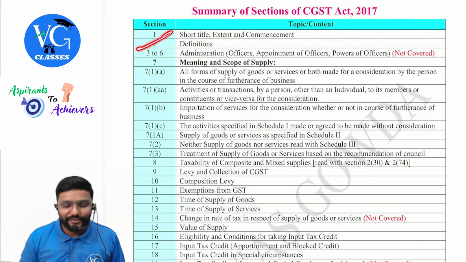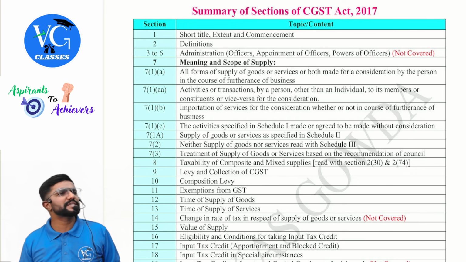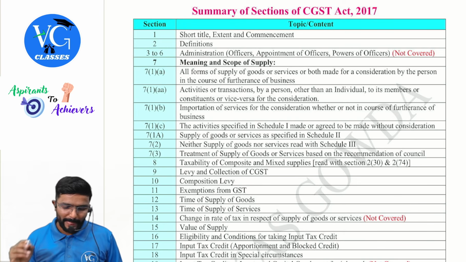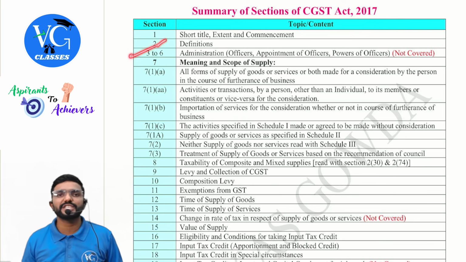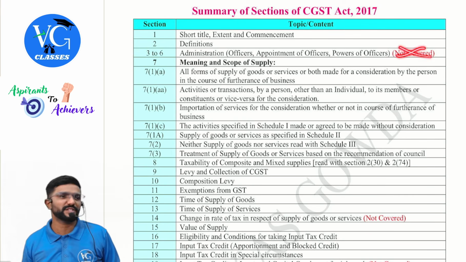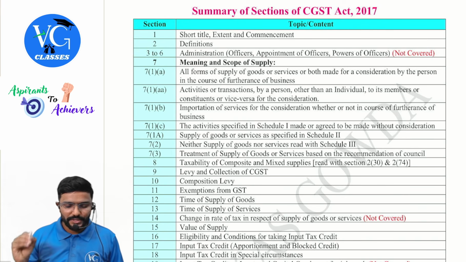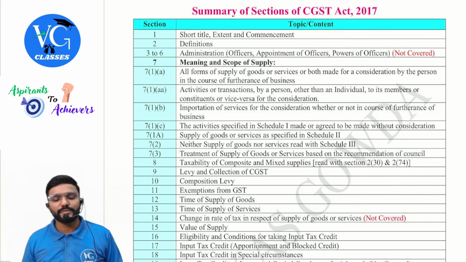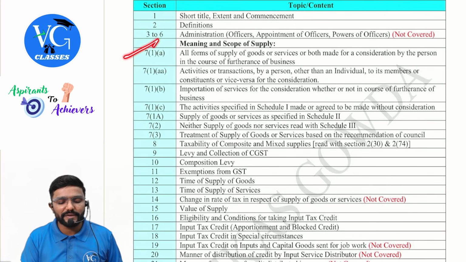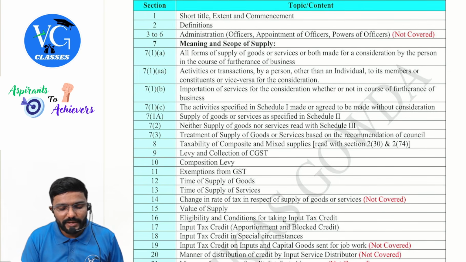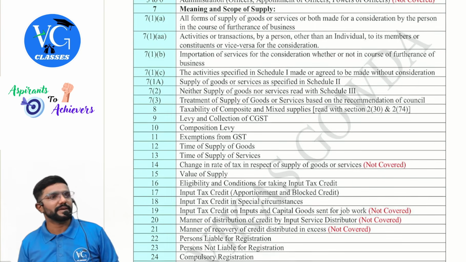Definitions are given for various terms in section 2. Next, administration is given in sections 3 to 6, which is not a part of your syllabus. Then section 7, which talks about scope of supply: 7(1)(a), 7(1)(aa), 7(1)(b), 7(1)(c), 7(1A), okay? 7(2), 7(3). Everything I have covered.